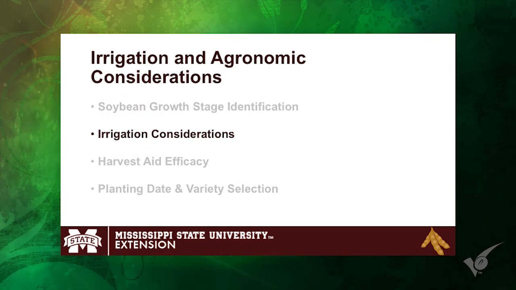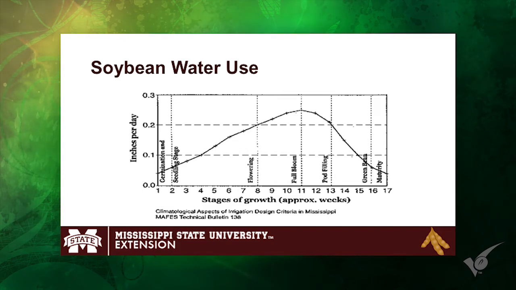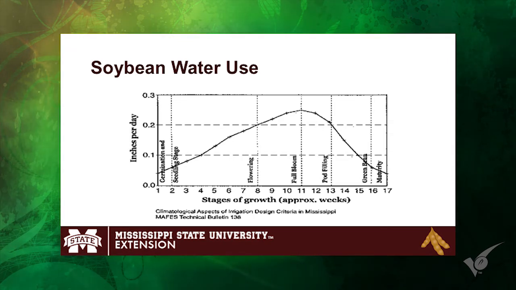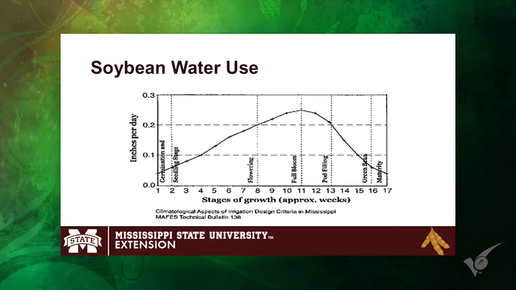So moving on, talking about irrigation considerations. Y'all have been to these meetings before. You've heard folks talk about soybean irrigation. This is just a water use curve. This is an older curve. Don't get lost in the weeks after emergence and things like that at the bottom. The bottom line is, on a daily basis, we use a lot of water during this reproductive period. After flowering through pod set and seed fill are really critical areas to provide adequate moisture.